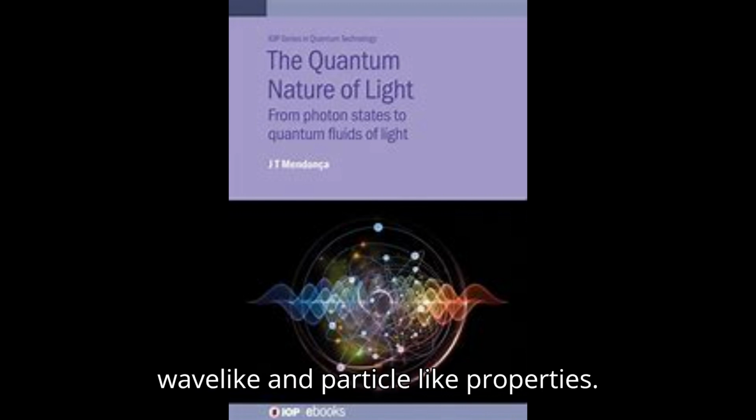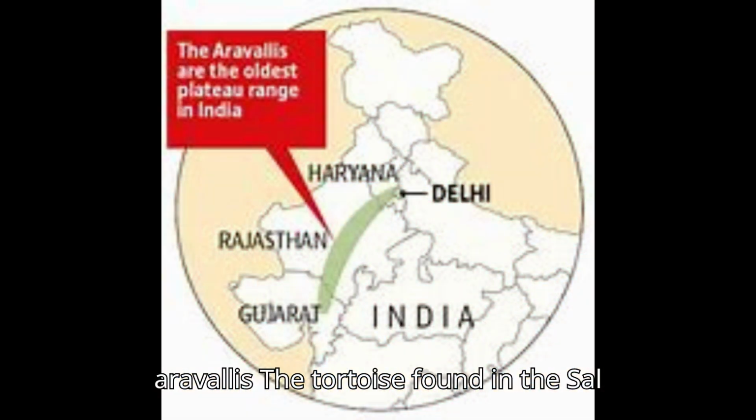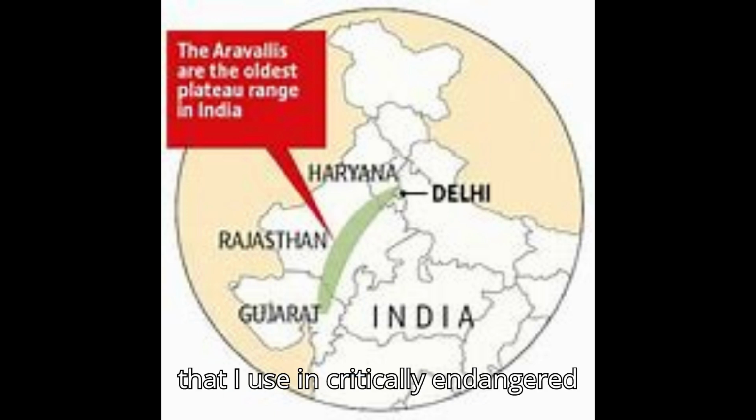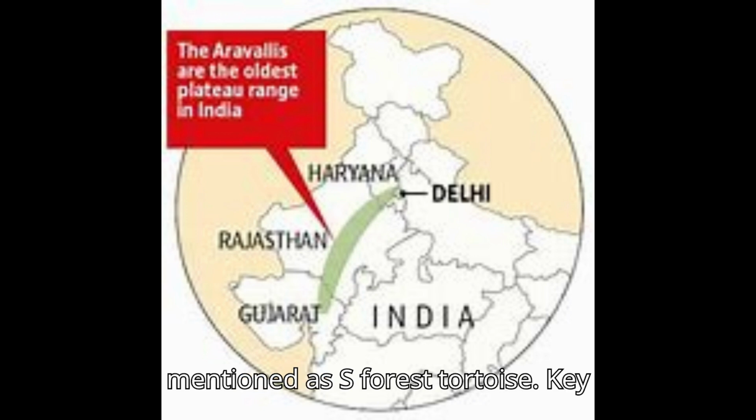and particle-like properties. Endangered elongated tortoise spotted in Aravallis. The tortoise is found in the Sal deciduous and hilly evergreen forests. IUCN: critically endangered. CITES: Appendix 2. WPA, 1972: Schedule 1. Also known as the Sal forest tortoise.